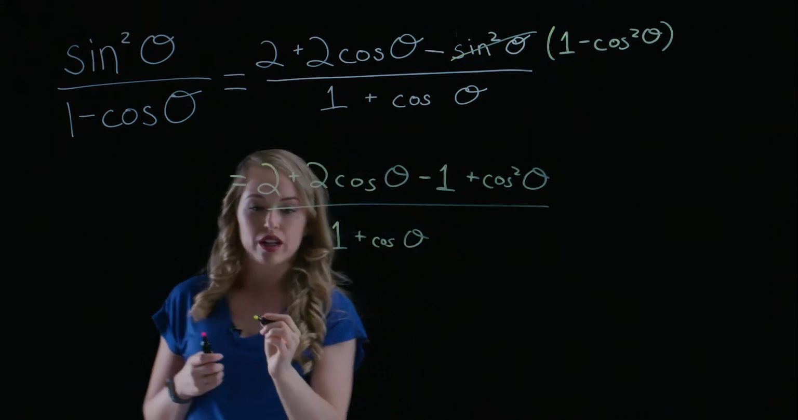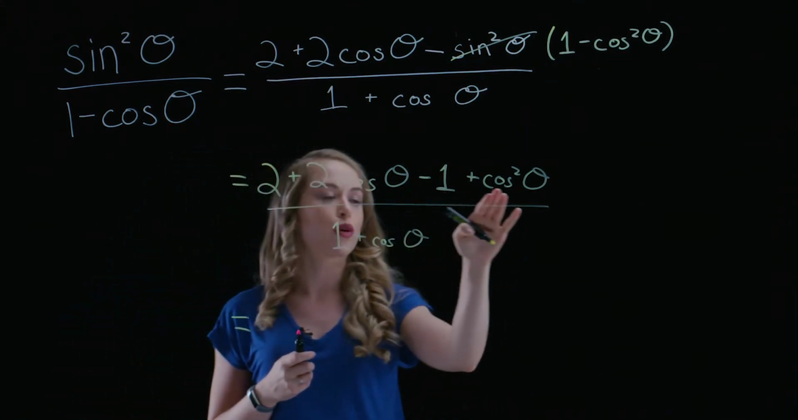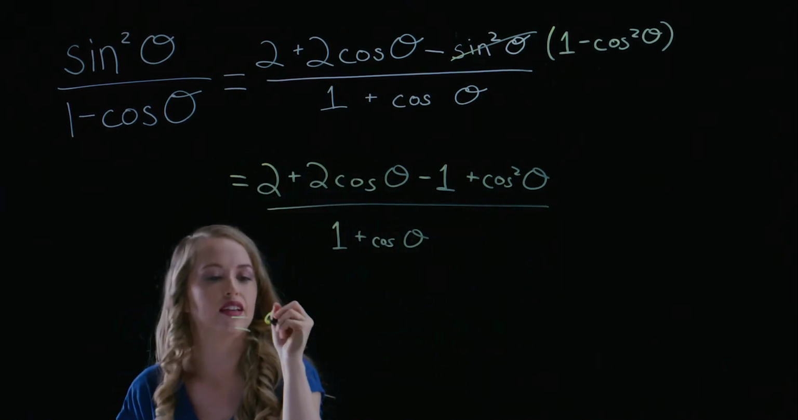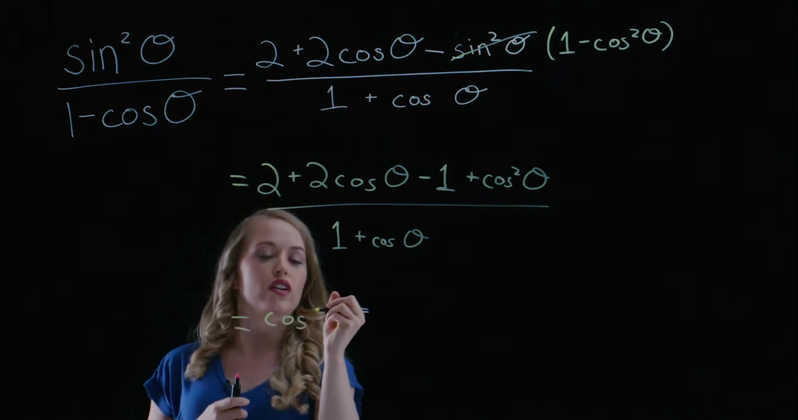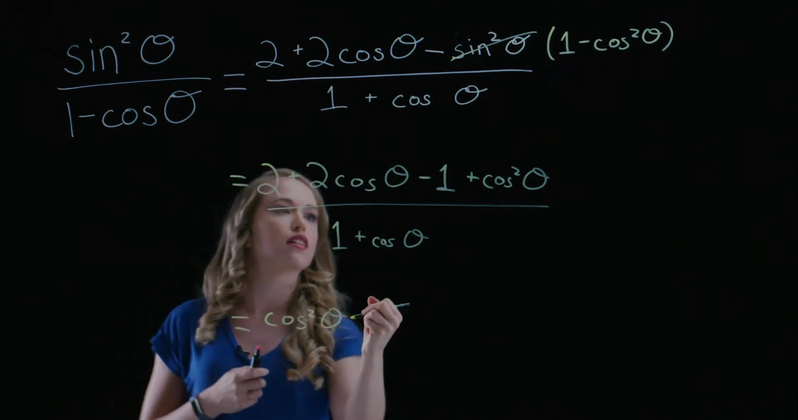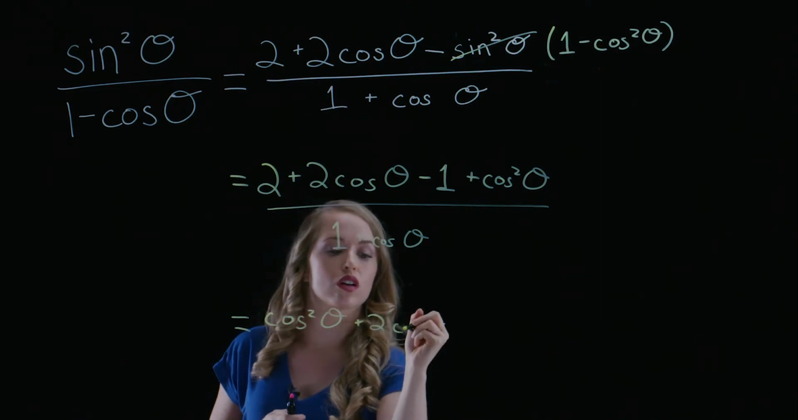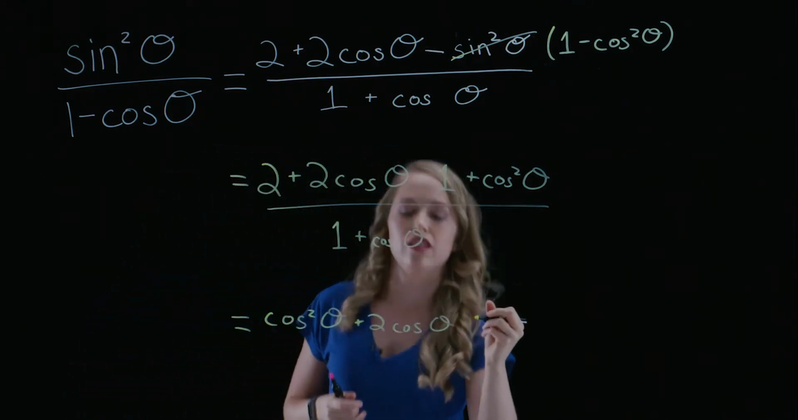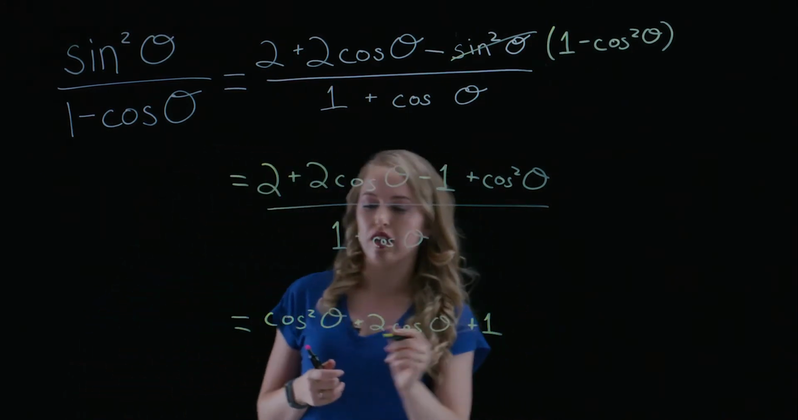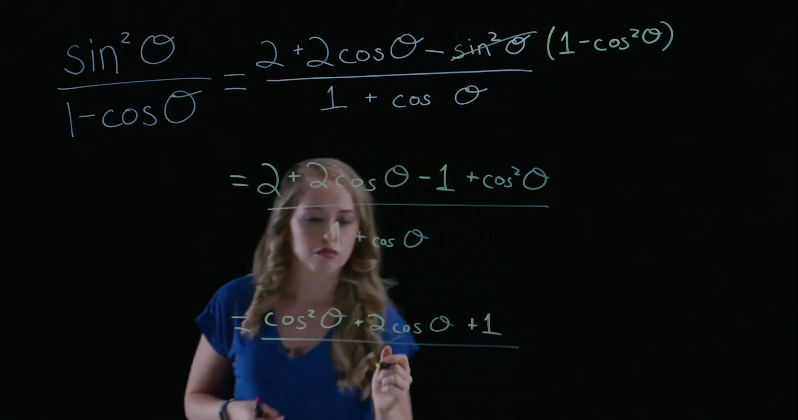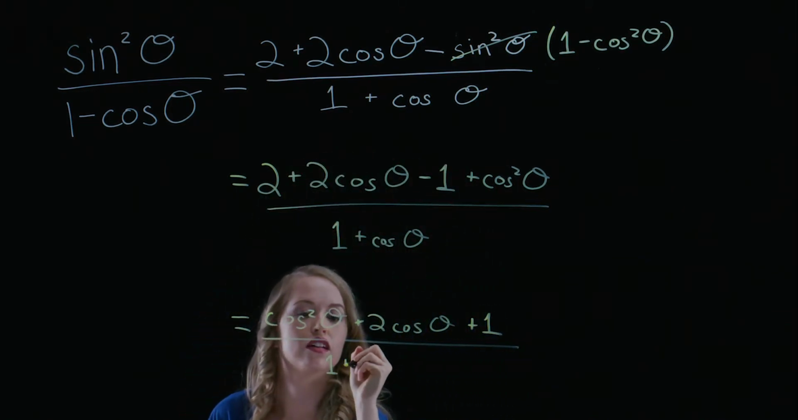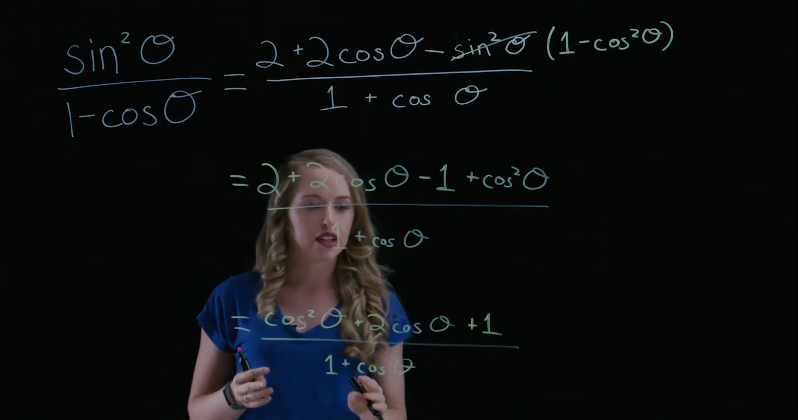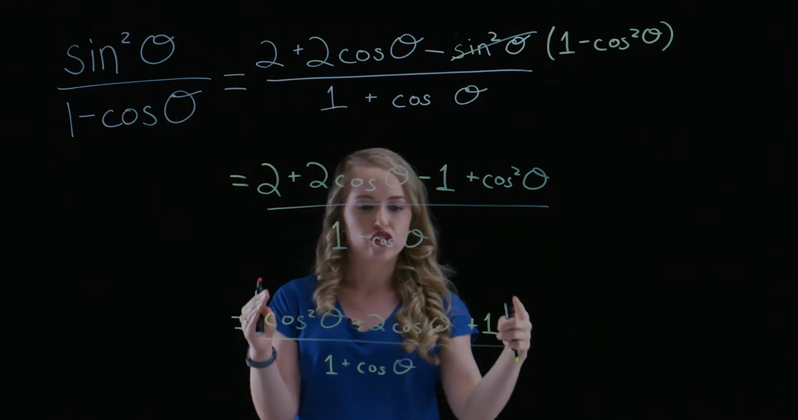Great. Now what I'm going to do is rearrange my numerator, and I want to put it in descending order. What that looks like is rewriting it as cosine squared theta plus 2 cosine theta. And then I can combine my positive 2 and my minus 1 for a total of plus 1 in my numerator. My denominator stays the same.